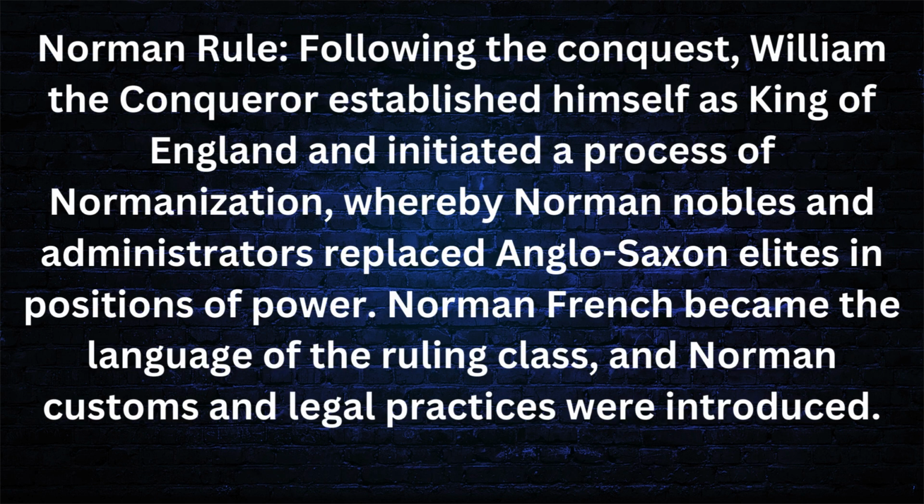The second one is the Norman rule. Following the conquest, William the Conqueror established himself as the King of England and initiated a process of Normanization, whereby Norman nobles and administrators replaced Anglo-Saxon elites in positions of power. Norman French became the language of the ruling class, and Norman customs and legal practices were introduced.